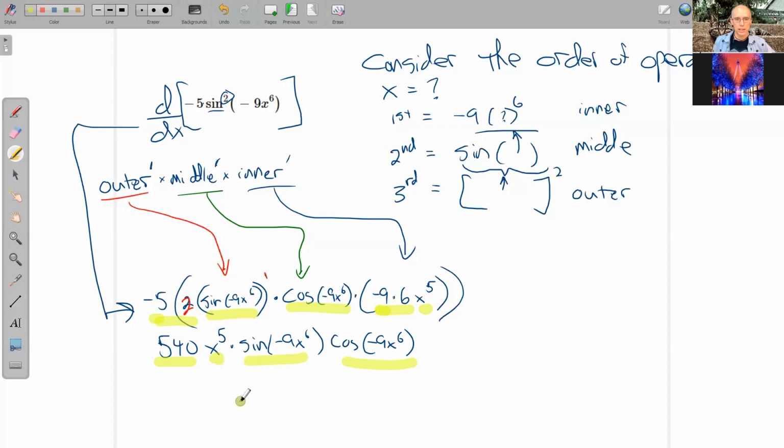Nice. And then does this simplify at all? Sine times cosine, there is a product rule for that, but I don't think that's going to make our life any easier.